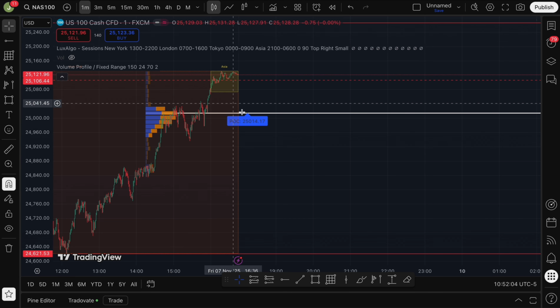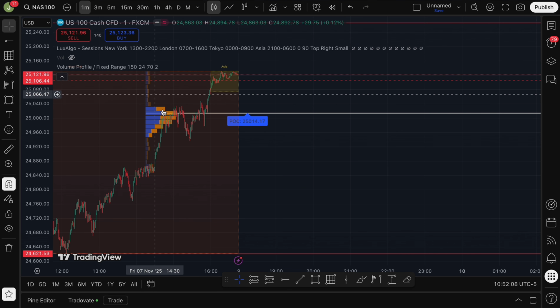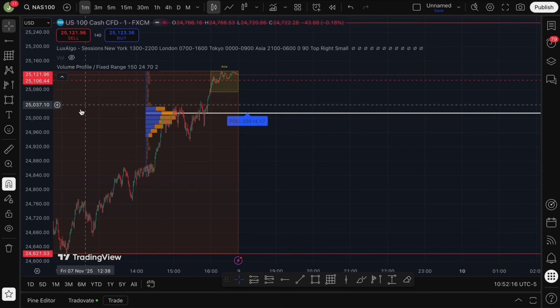You see over this time, measuring from here to our latest, a lot of volume. POC means point of control, so a lot of controlling volume was going on at this price, the $25,014 mark, around this area, around this price.